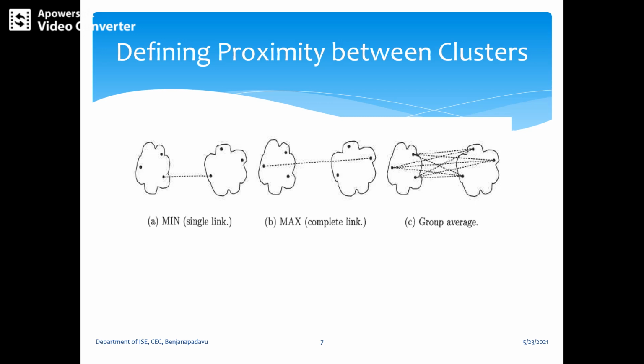The group average technique defines cluster proximity to be the average pairwise proximity of all pairs of points from the different clusters. So in diagram 1, we have taken the shortest edge path, and in diagram 2, max, the complete link, takes the farthest two points, and for the group average, the average over the points of the different clusters will be taken.